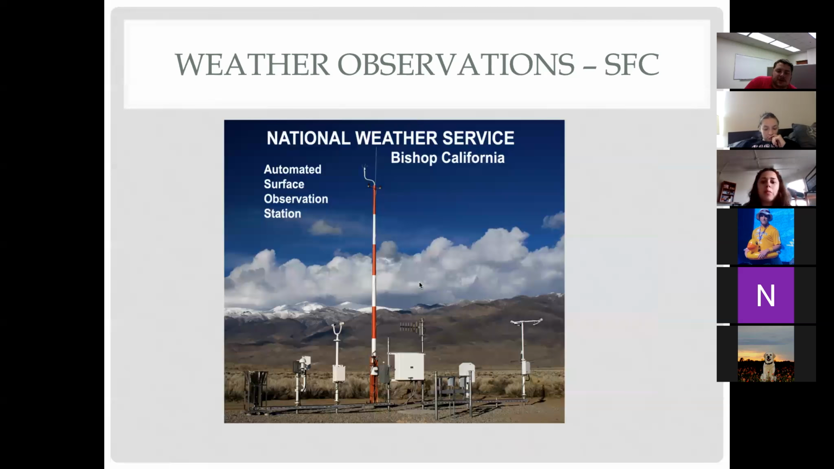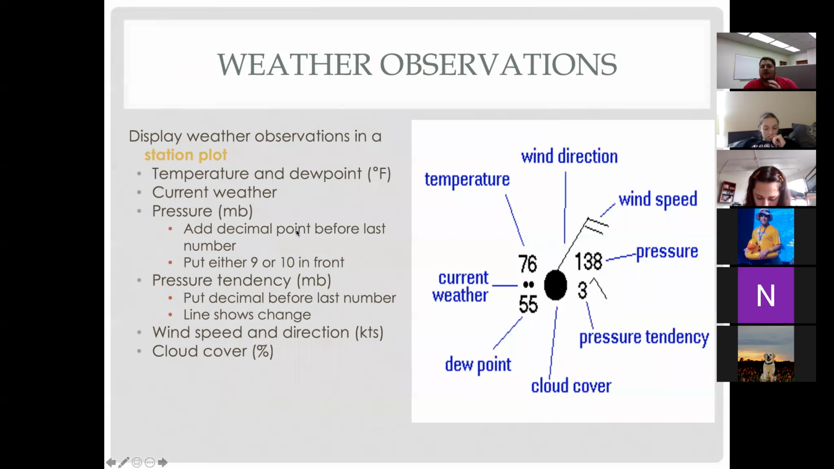And then this is just a picture of an example of one of the surface weather stations. This is called an automated surface observation station. They're frequently referred to by the acronym ASOS, but they measure a bunch of the things that we'll look at in just a minute, such as temperature, pressure, cloud cover, rainfall rates, and stuff like that. So you guys are familiar with these.